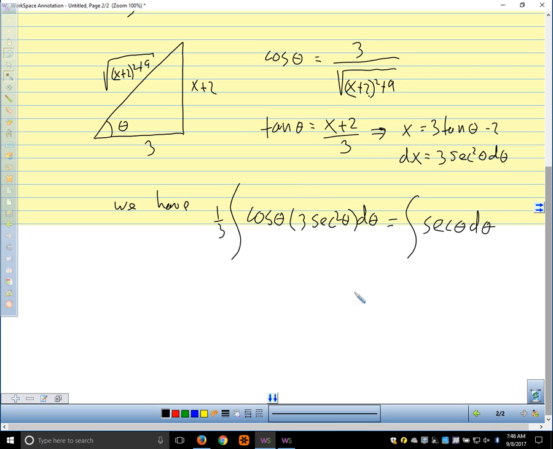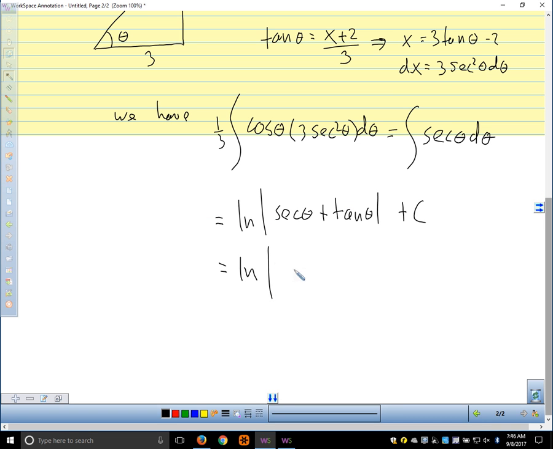Do we remember what this integral is? Secant theta plus tangent theta plus c. And now we need to substitute. So secant theta is the reciprocal of this, and I'm going to write it in its original form. And tangent theta is (x plus 2) over 3. And we get it plus c.